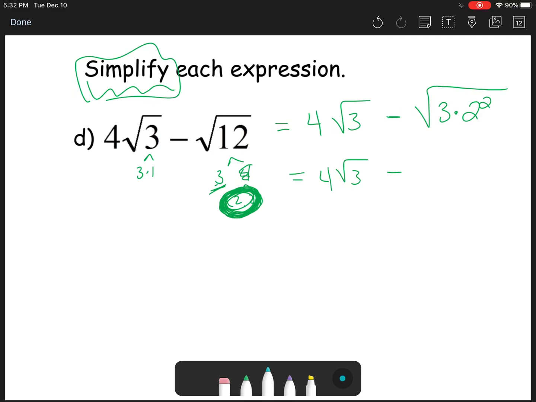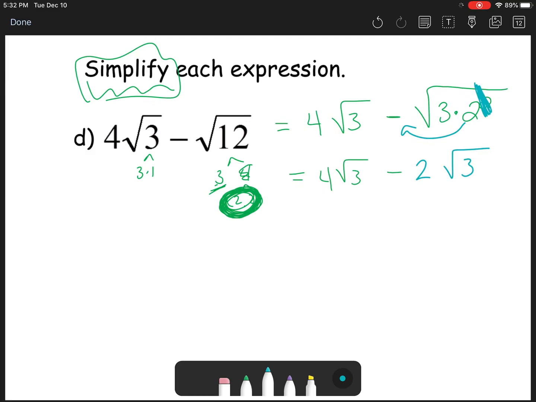But we can say the square root of 3, we can't simplify that. But the square root of 2 squared, those will cancel each other out. And our 2 will come outside of our radical because we completed that operation. We evaluated the square root of 2 squared, and so that is no longer under our radical.